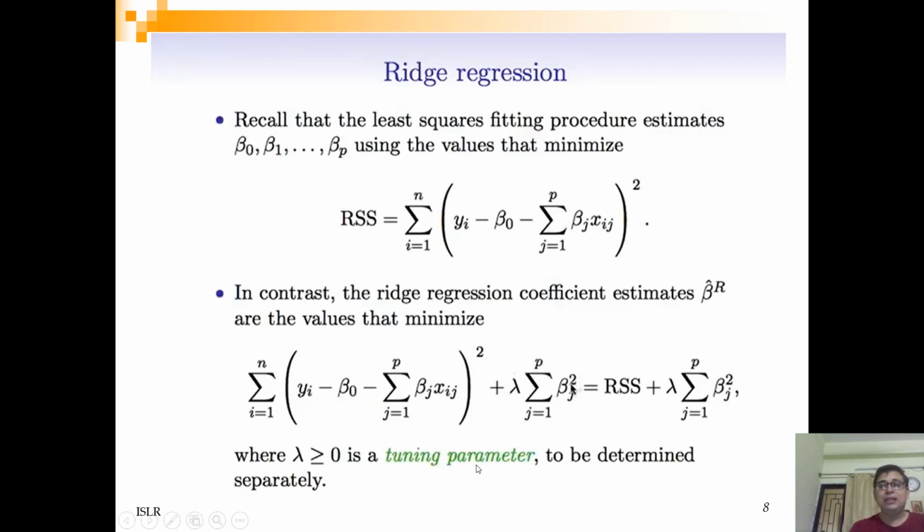And please see, lambda will be greater than or equal to 0, which is a tuning parameter. If lambda equals 0, what will happen? This will become your simple linear regression problem again. So let's understand this further.